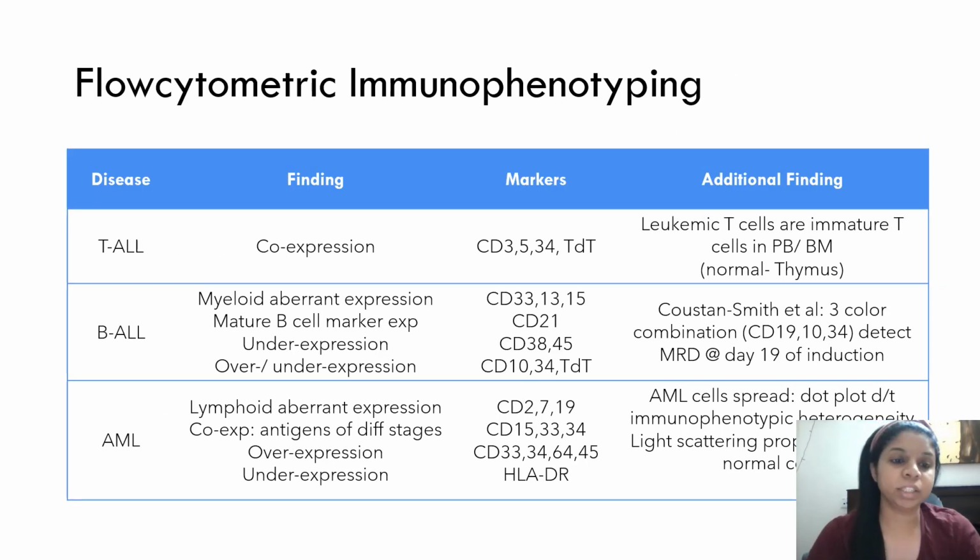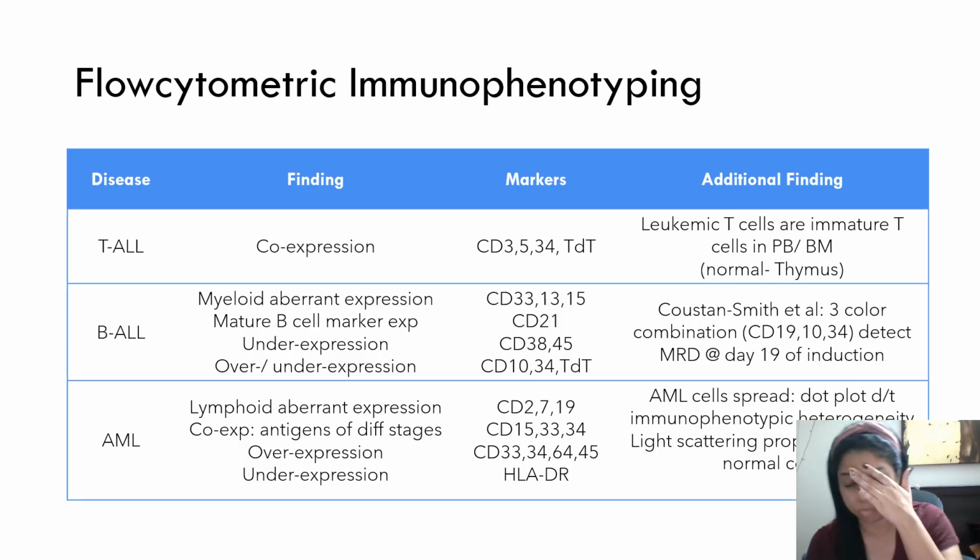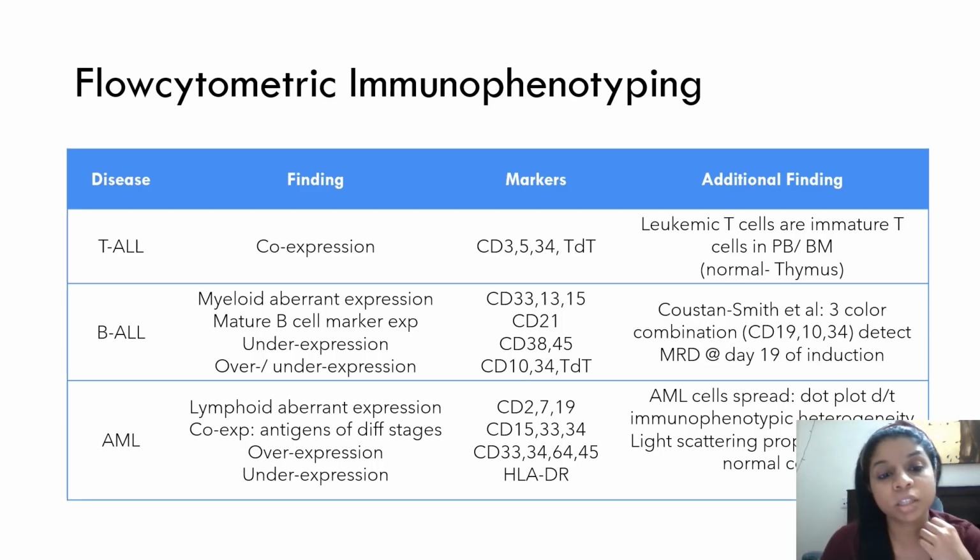So what are the findings you will get? In T-ALL, you will get co-expression. Okay, so CD34 and TdT are expressed usually in premature T cells, and also premature B cells. Premature cells you will get CD34, TdT, and also lymphoblasts in which, if you are getting CD3 and CD5 also in the T leukemic lymphoblasts, then you should think that mature markers are also present, that is, early and late antigen both are being seen. Okay, so that should be leukemic cells.